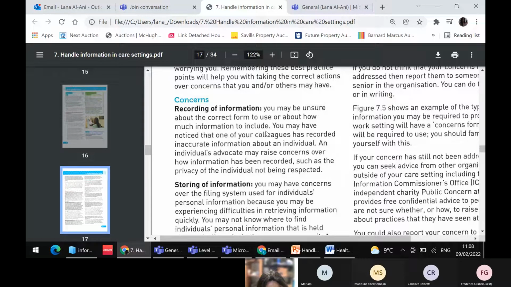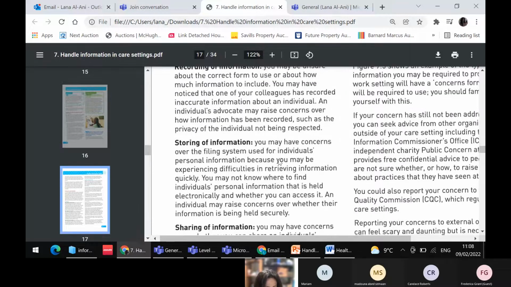information to include. This happens when you go to the workplace in the first days, and they give you some files to fill for some of the clients. You are unsure because you don't know how much information you need, how much information is good enough for this. You may have noticed that one of your colleagues has recorded inaccurate information about the individual. An individual advocate may raise concern over this information.